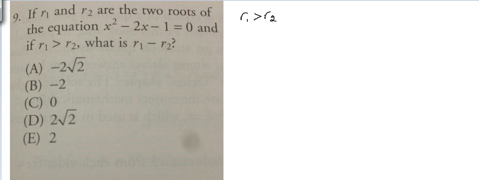if R1 is given as greater than R2, and R1 and R2 represent the roots of this given quadratic equation, then R1 minus R2 should be a positive number, since we are taking the first one, which is the larger value, and subtracting from it the other one, which is the smaller value, so it will be positive. Their difference should be positive.